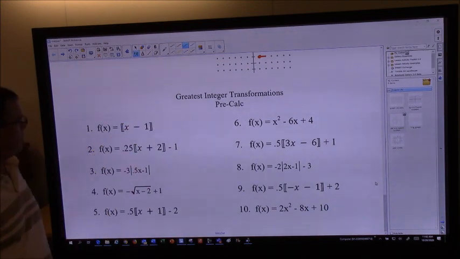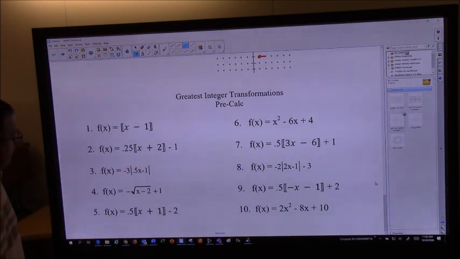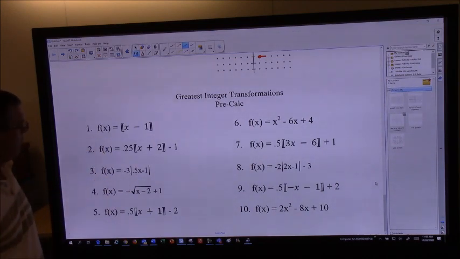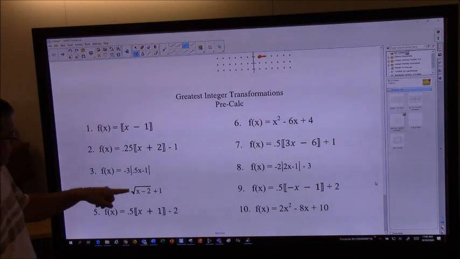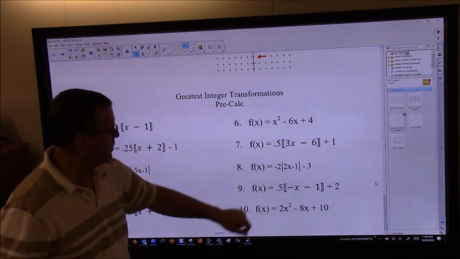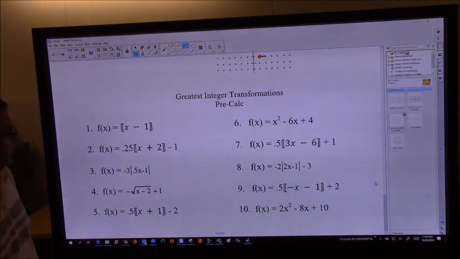Today we're graphing the greatest integer function. We've got 10 equations. Remember I told you guys I'm going to keep on throwing in things that we've already done. So there's an absolute value and a square root. We've got a couple parabolas here where we have to complete the square. All right, so we're getting review over the other basic functions that we've already talked about.